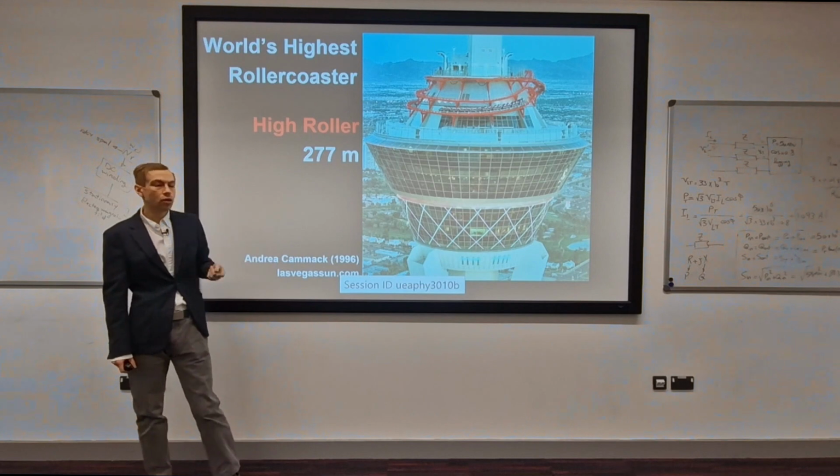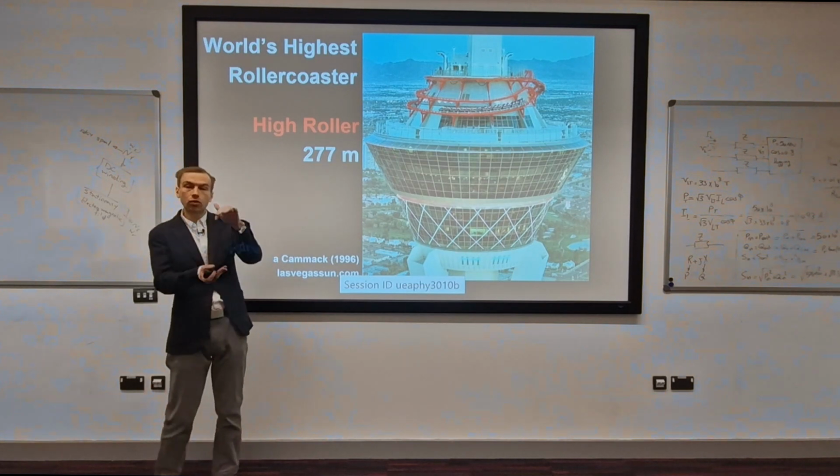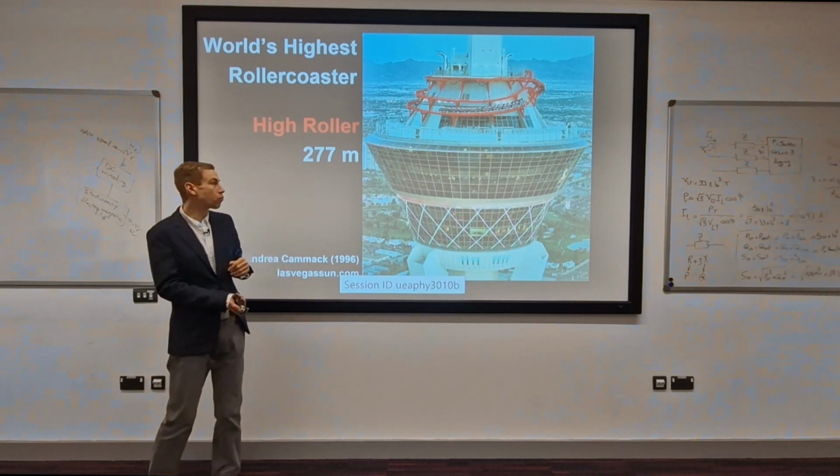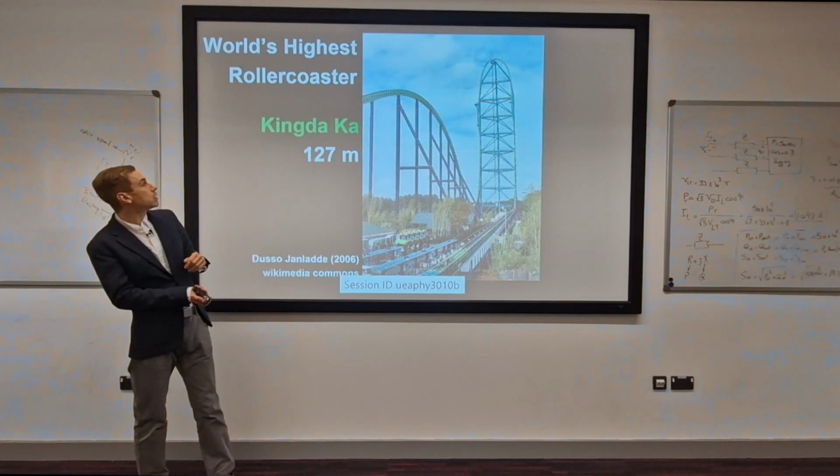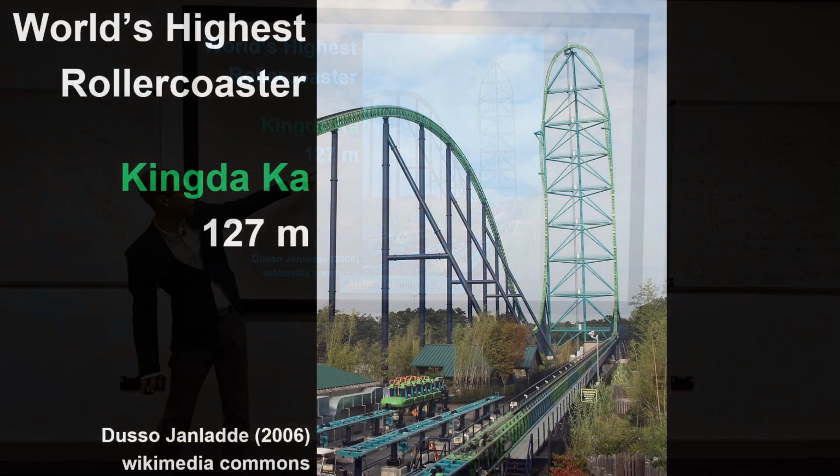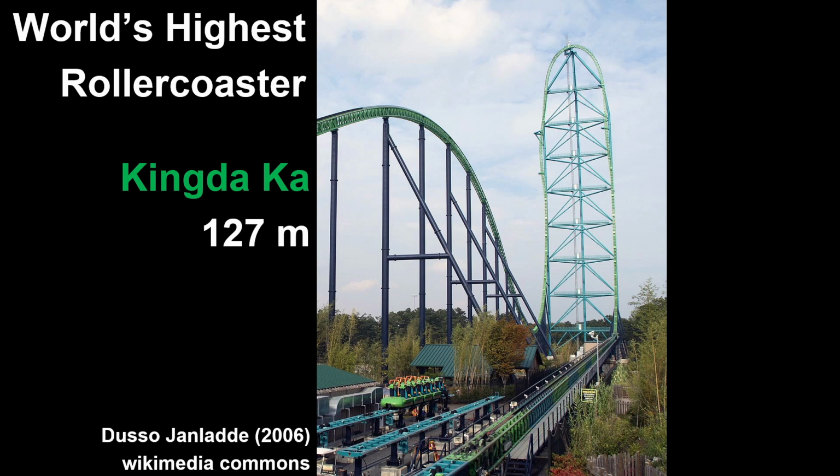Okay, let's take a look at what the actual highest roller coaster is in terms of the height of the roller coaster. So it's this one over here. So King Dakar, 127 meters. Okay, so it just kind of goes along and then you just go straight up and come back down. It's quite similar to Stealth at Thorpe Park.